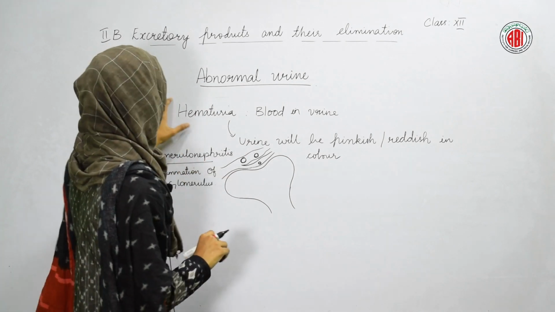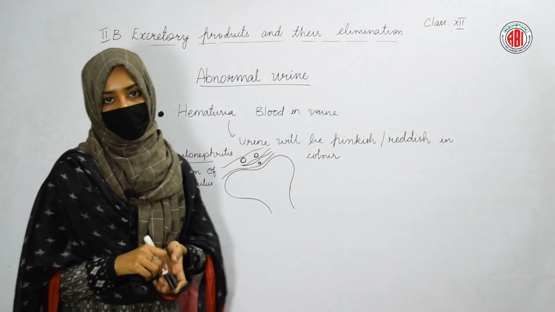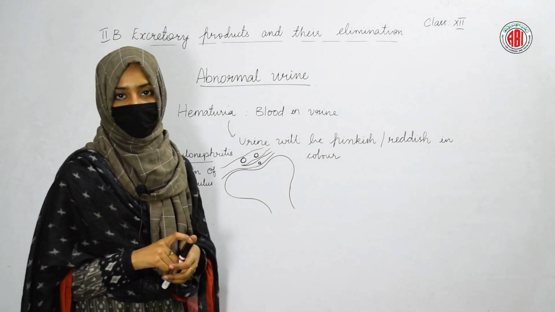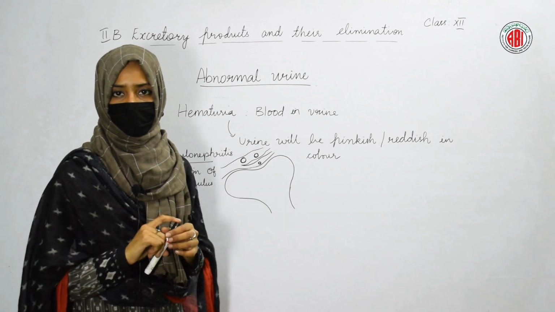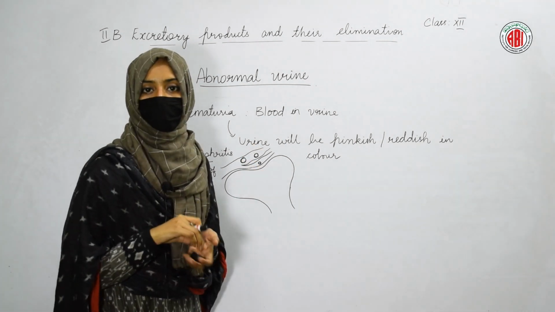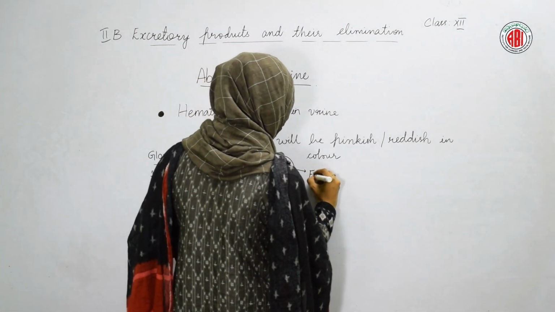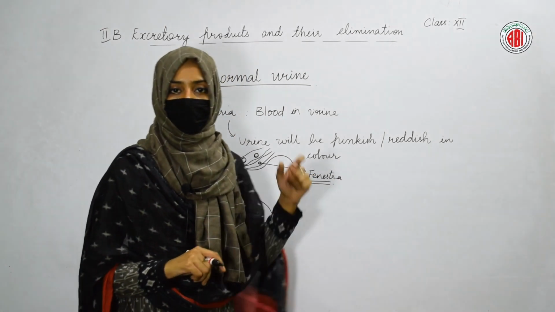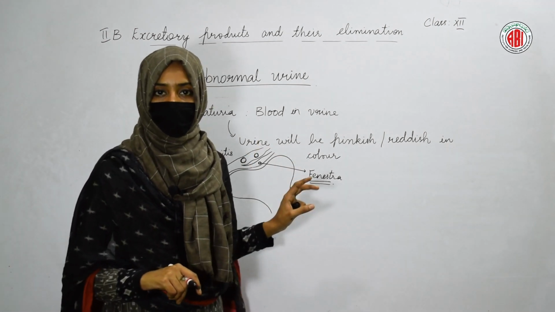Our next disorder is hematuria. Hematuria means blood in urine. Whenever we see blood in the urine, which makes the urine pinkish or reddish in color, that condition is called hematuria. Why is the blood released in the urine? It is because of the inflammation of the glomerulus. When we talked about the structure of the glomerulus, I told you that some holes are present, which we call fenestra. These holes are so small that they allow the passage of only urea, water and some other substances, but restrict the passage of some proteins and RBCs.